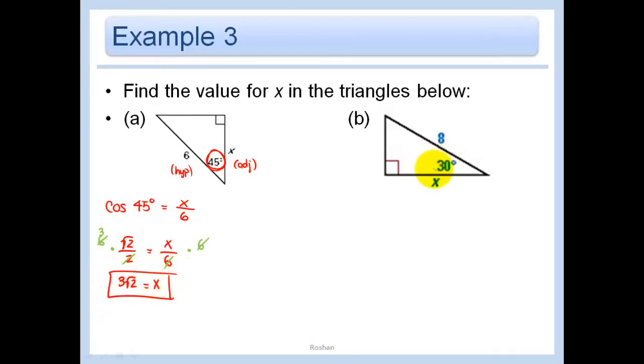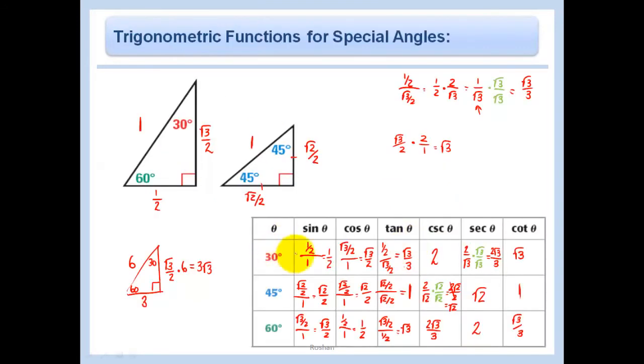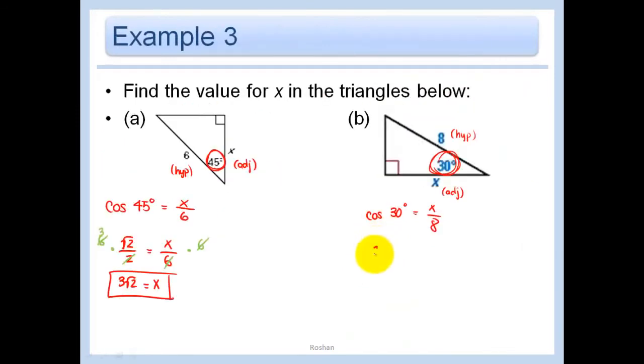In this problem here, we have our 30 degrees. Again, we have adjacent, and we have hypotenuse. So again, we're going to be using cosine, but this time the cosine of 30 degrees equals x over 8. Go back to your table. The cosine of 30 degrees was root 3 over 2. So we have root 3 over 2 equals x over 8. Let's go ahead and multiply both sides by the common denominator, which is 8. And we get 4 root 3 is equal to our missing side length.